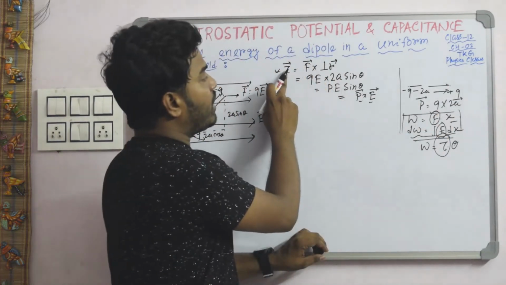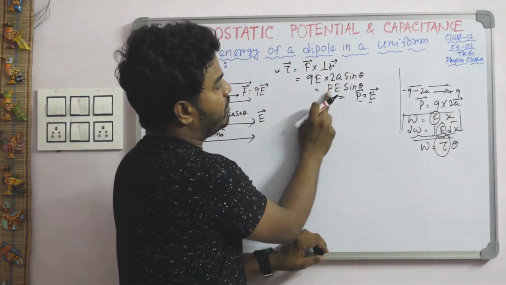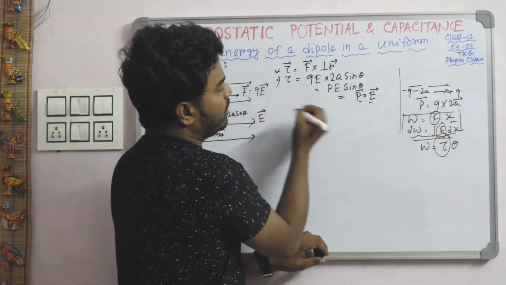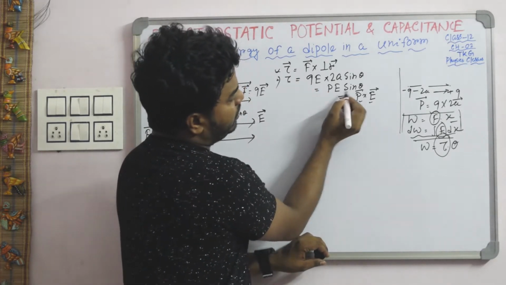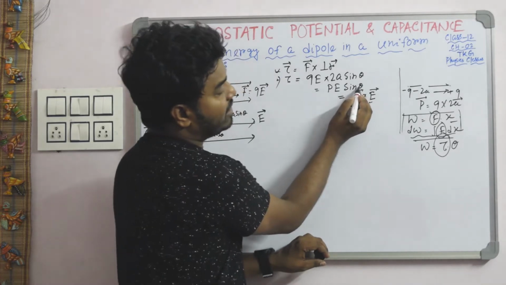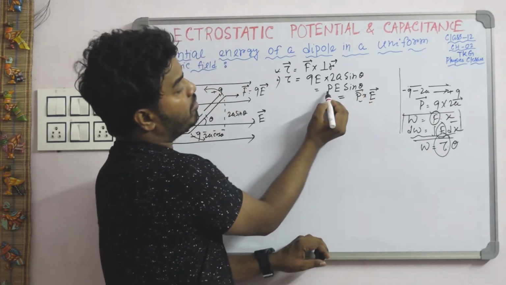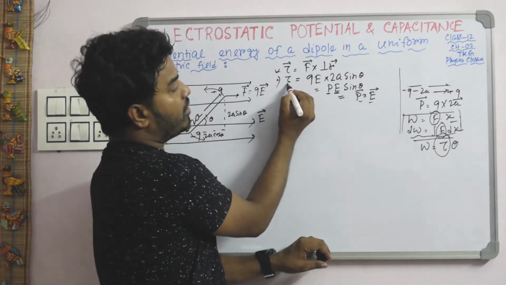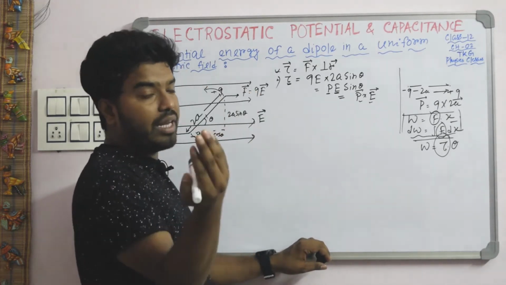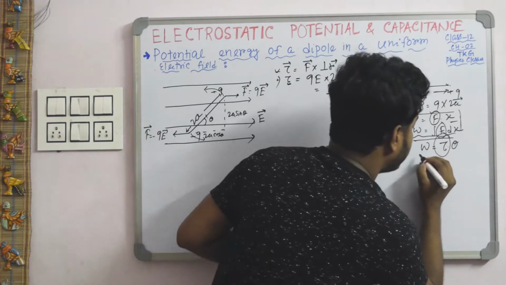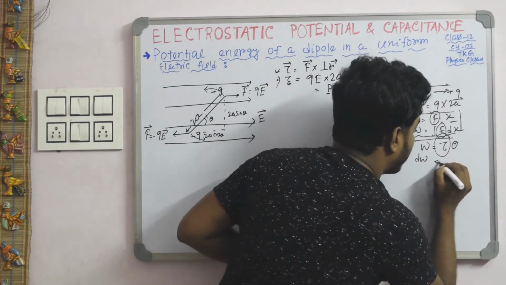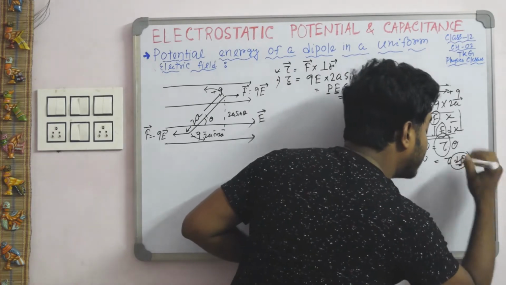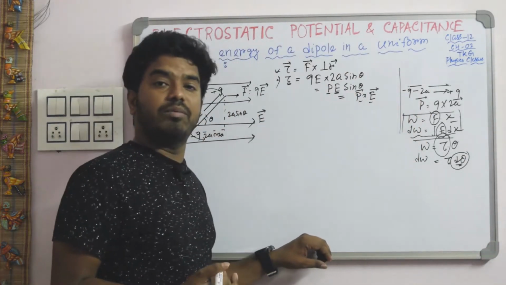Here the torque tau, the magnitude value, if we write it in magnitude form, depends upon theta. And what is theta? Theta is the angle between the dipole moment and the electric field. So here torque tau is a variable. So for variable torque, the amount of work done is given by the formula dW equals tau into d theta, where d theta is the angular displacement.